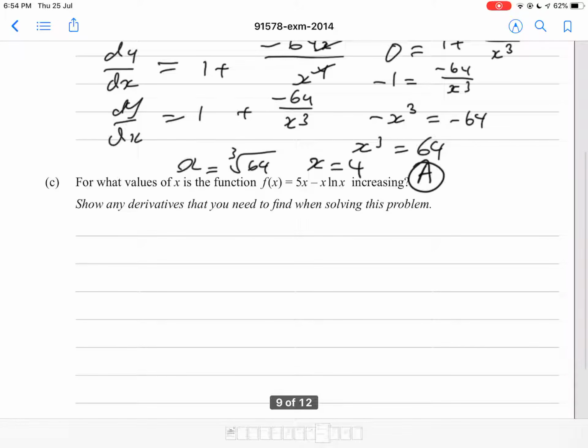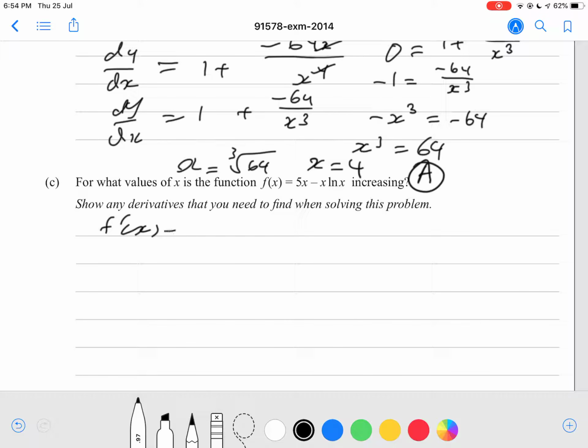So f dash of x equals 5 minus, so the derivative of 5x is 5, so 5 minus, we're going to use the chain rule here. So we use the chain rule, okay, so ln of x is our inner function and x is our outer function, okay?